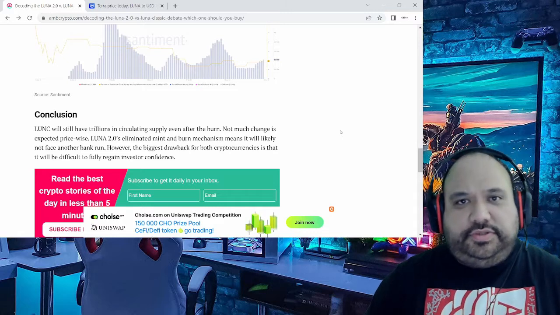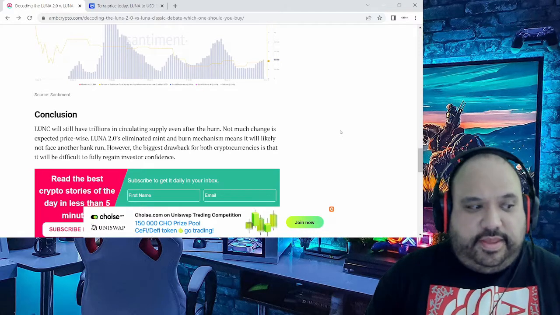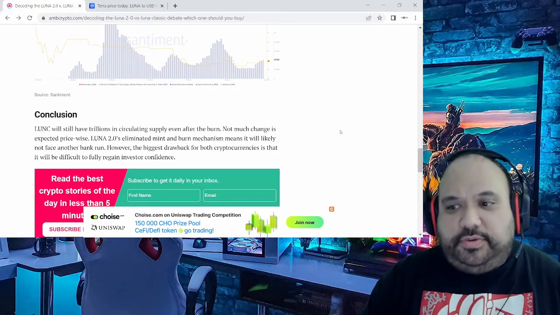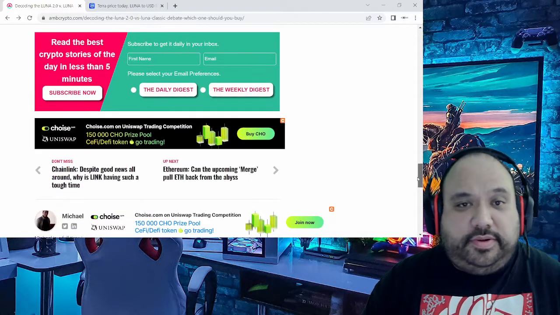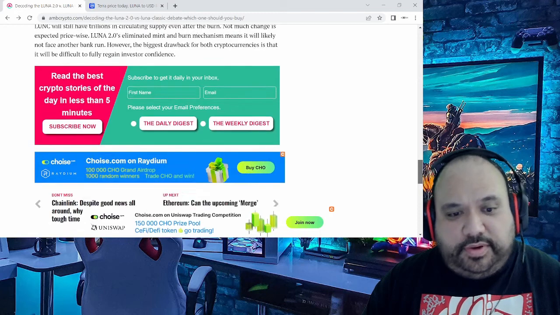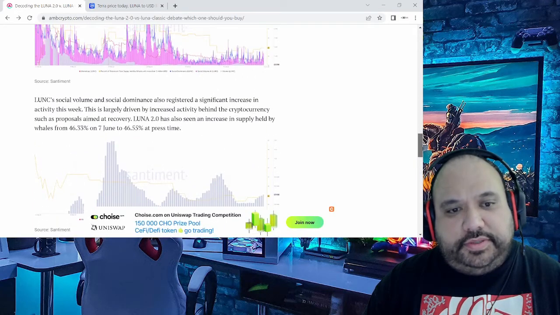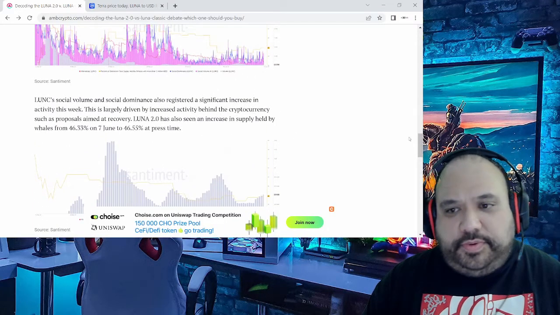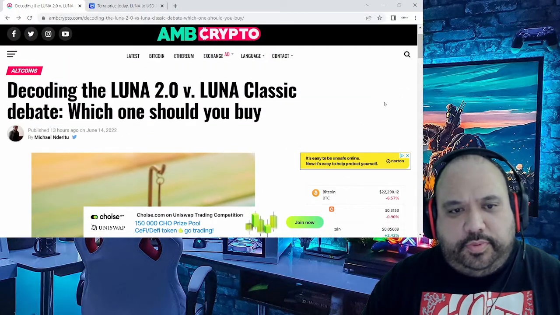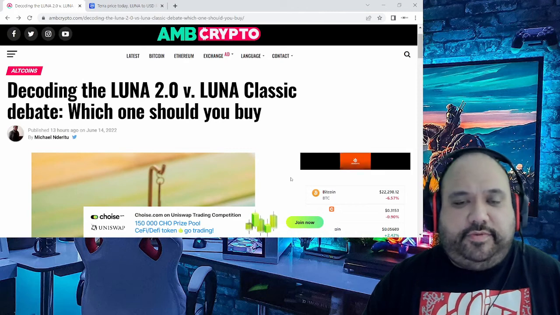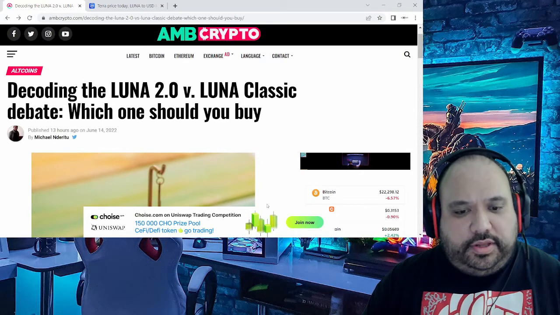Like I said originally, you have that used car salesman that sold you two lemons. Why would you go back for the second lemon, let alone a third one? At this point, there's no confidence whatsoever in regards to this. So that is the latest in regards to the hot topic of Luna 2.0 versus Luna Classic. For me personally, I'm going with Luna Classic all the way.